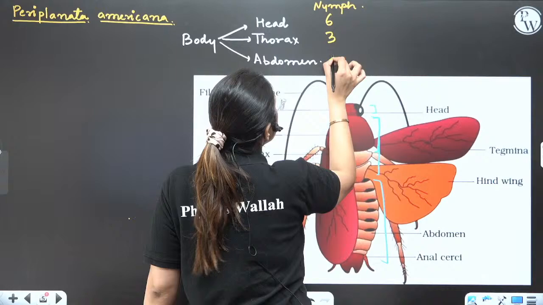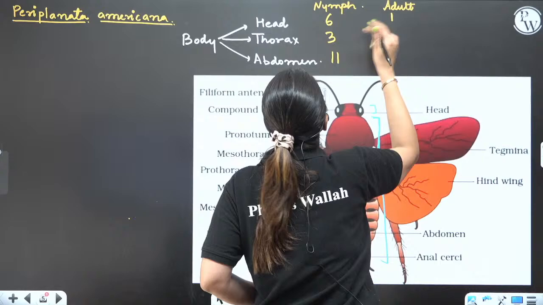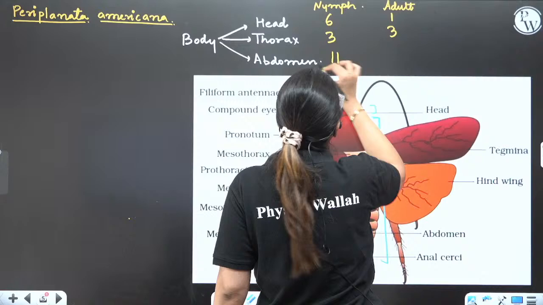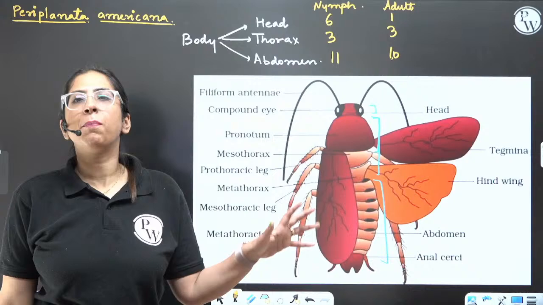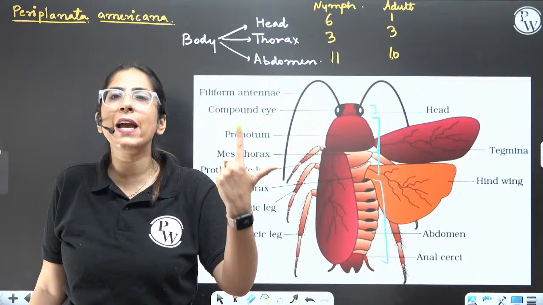Right? Okay. Now, if I talk about the adult, only one segment is present in the head region. One segment. Thorax, 3 segments. Abdomen, 10 segments are present. If you look at their body, it is clearly visible that their body is segmented. Body overall is divided into 3 different parts. First is a head, then a thorax, and third one is an abdomen.